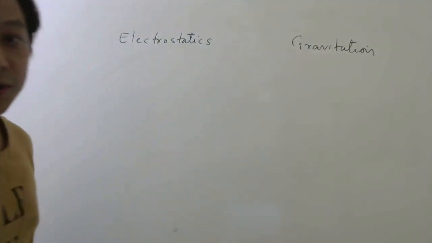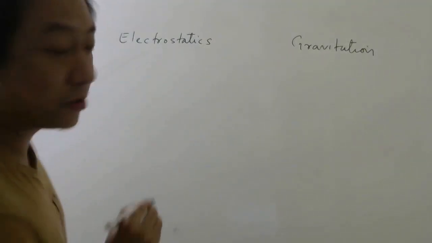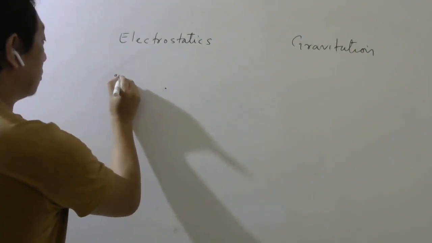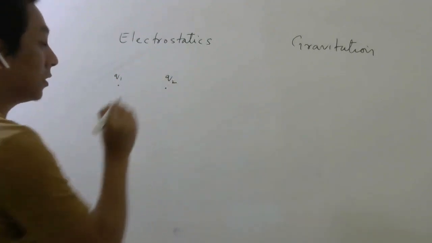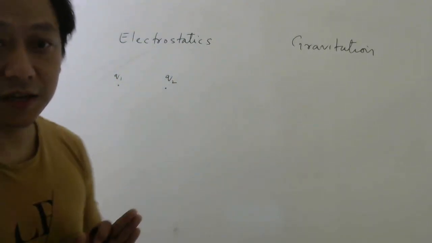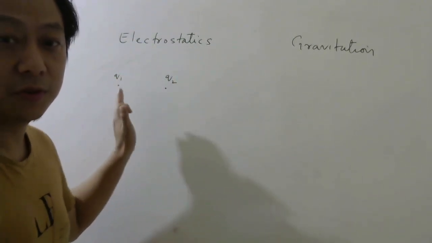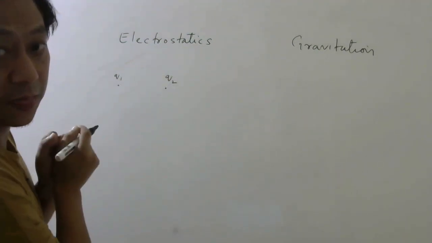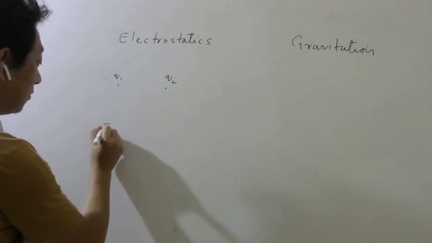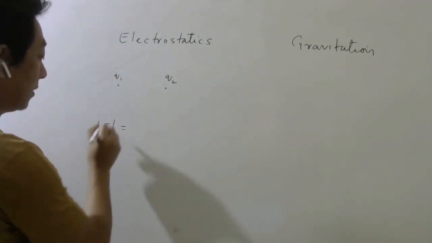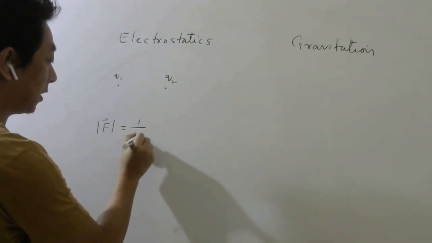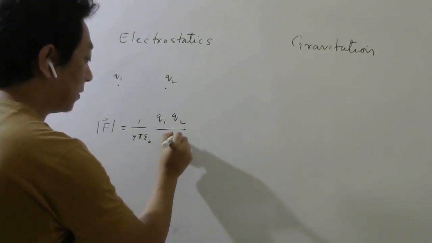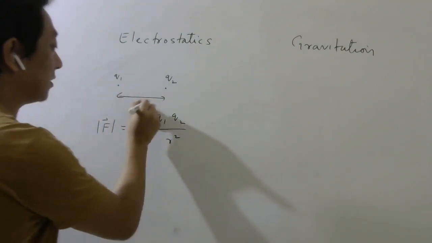Okay, so in electrostatics we have Coulomb's law, right? So it says if you have 2 point charges Q1, Q2, then depending on the sign of the charges, whether it is positive, negative, or positive, positive, or negative, negative, there will be some force, and that magnitude of the force is given by 1 by 4 pi epsilon naught Q1 Q2 by R square. R is the distance between the charges, right?